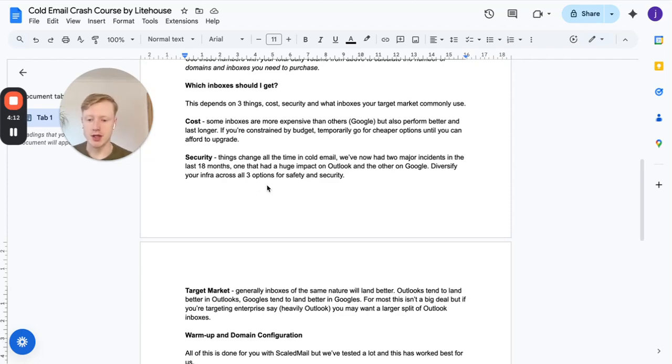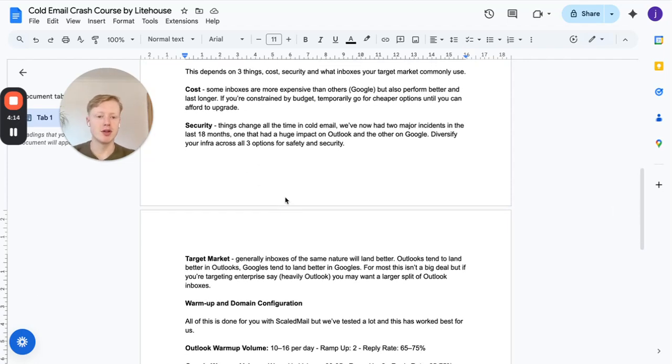The second thing is security. And so in the last 18 months, we've had 2 major incidents, one that really impacted Outlooks and one that really impacted Google. And so if you are very heavily in just one, you're very vulnerable. If something happens, you could lose all your infrastructure overnight. And so my advice is always to diversify between the 3 options. So Google, Outlook, SMTP. The more diversified you are, the safer you are from something like that happening.